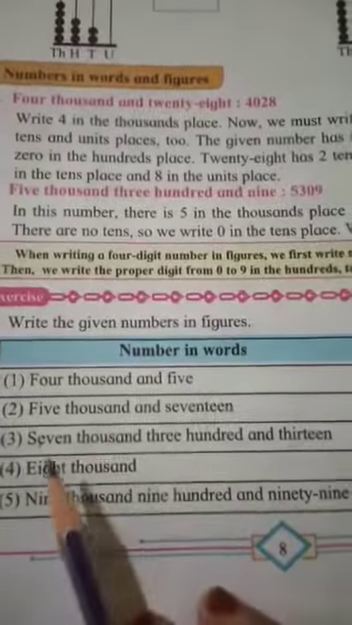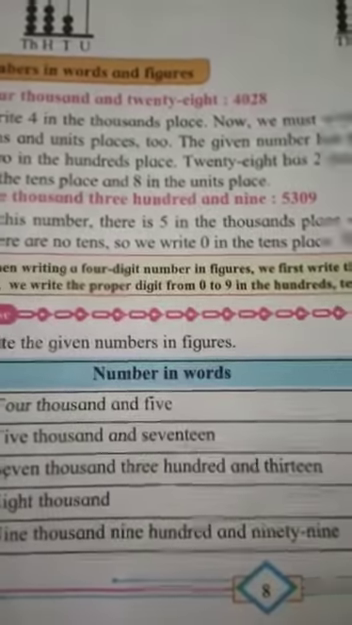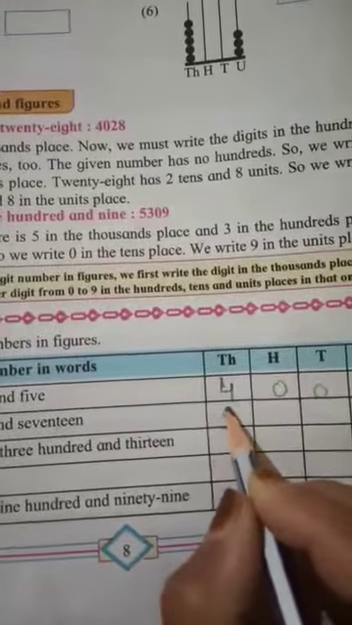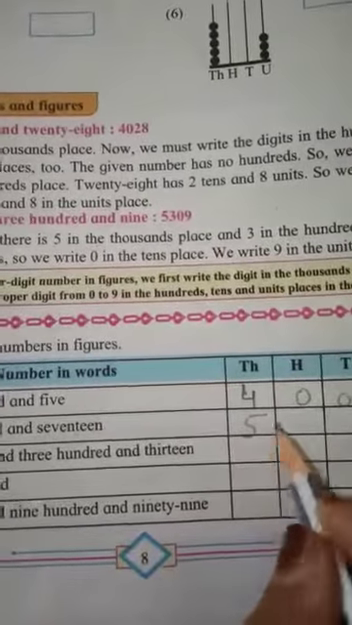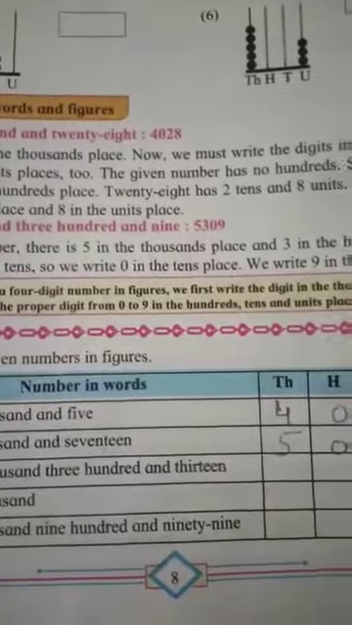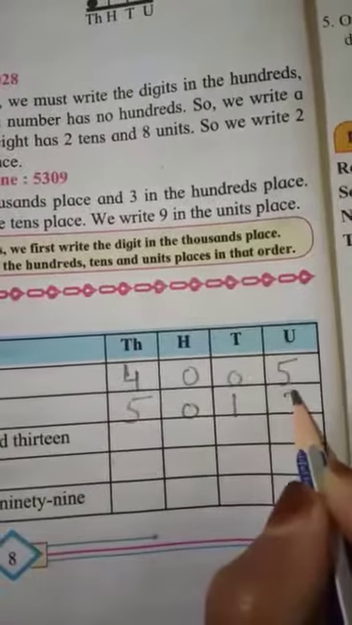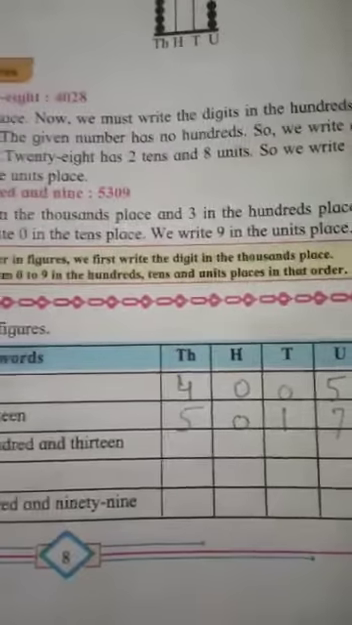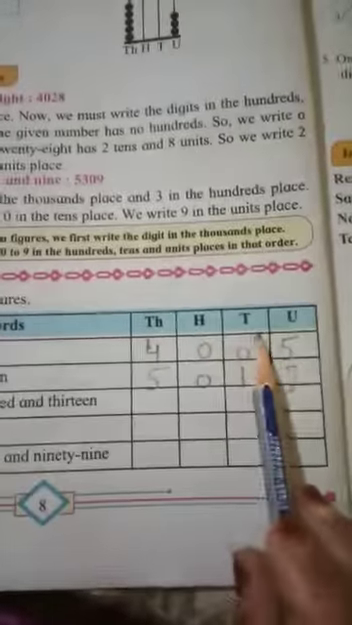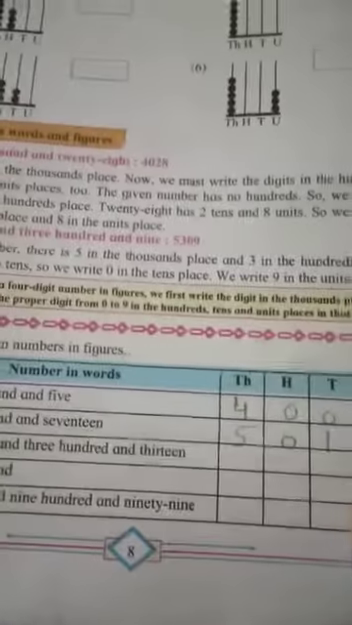Now come to the next one, 5017. So we write 5 in the thousand place, 0 in the hundred place. And the last one, 17. 17 means 1 in the tens place and 7 in the unit place. So you got how to write the numbers with thousands, hundreds, tens and units. The three remaining you have to write in the box properly.